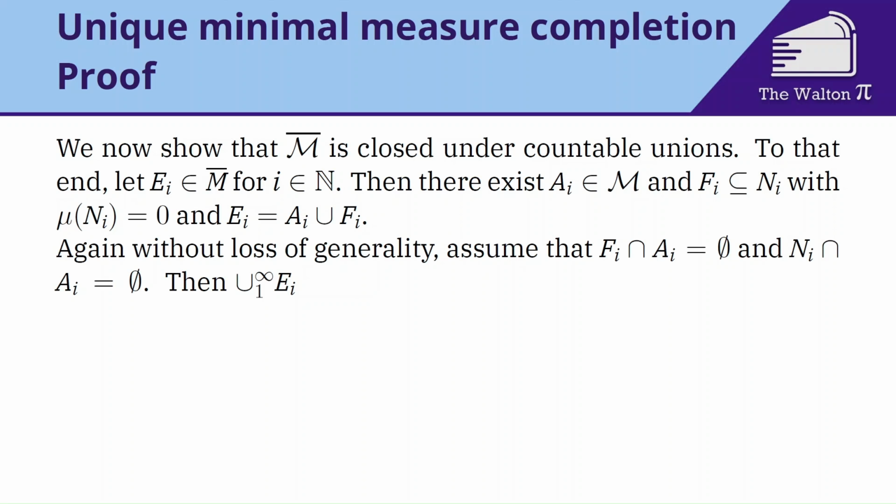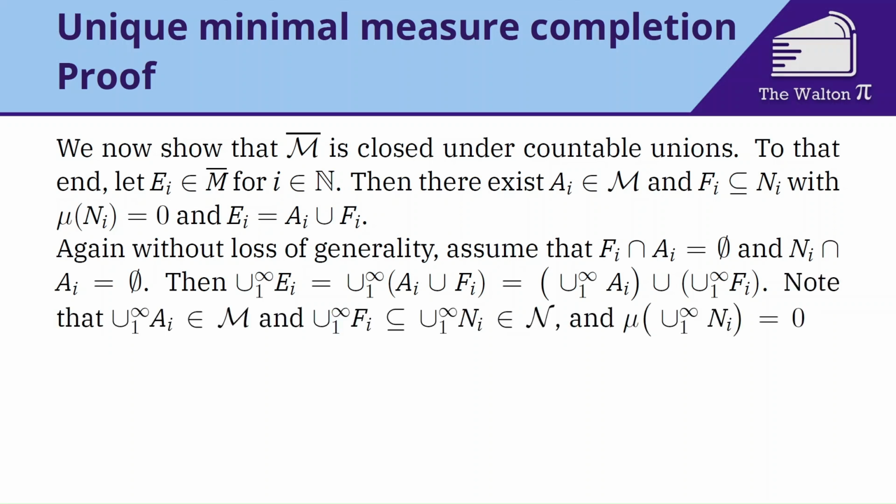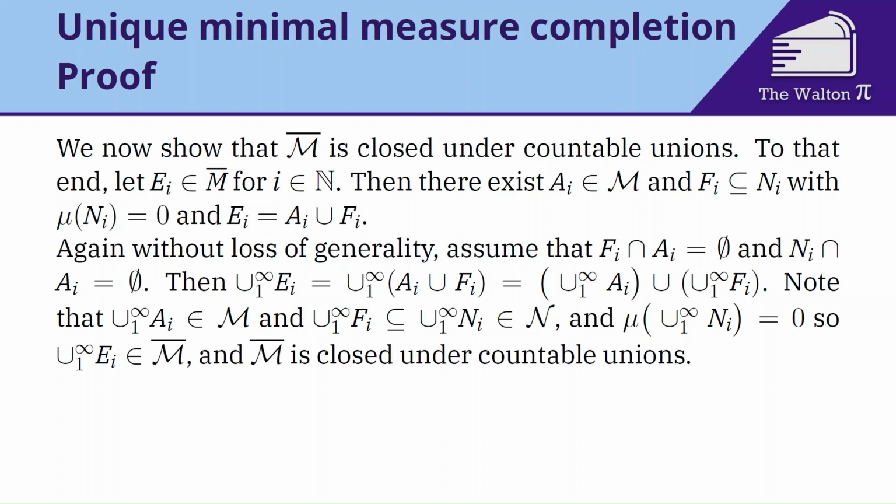So then the union of all those E_i's is the same as the union of the A_i union F_i's, which, as we've seen before, is the union of the A_i's unioned with the union of the F_i's. And then we can note that the union of the A_i's, that's an element of our original sigma algebra M, and the union of the F_i's, that's a subset of the union of the N_i's, which is a null set. And so that tells us that the union of the E_i's is an element of M bar. So M bar is going to be closed under countable unions. All of this tells us that M bar is going to be, in fact, a sigma algebra.